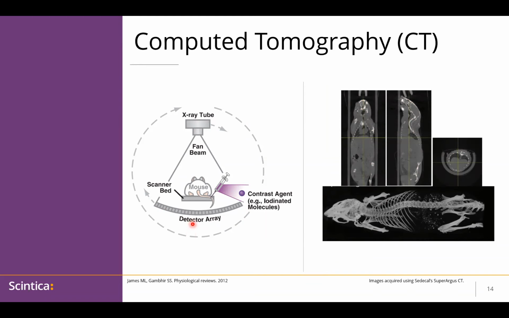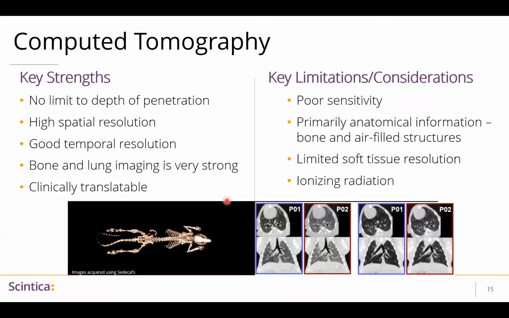Images can be taken without contrast agent, but there's also CT contrast agents that can be injected to help enhance specific targets of interest as well. So one of the key strengths, again, is no depth of penetration issues, very high spatial resolution, very good temporal resolution, and CT is very strong for imaging the bone and the lungs, and of course, it's clinically translatable.